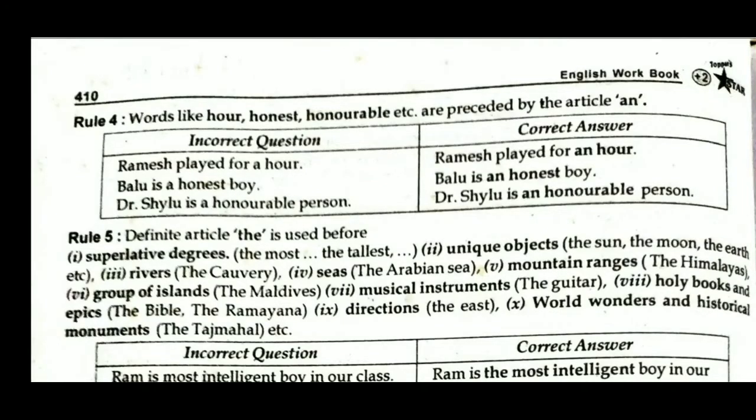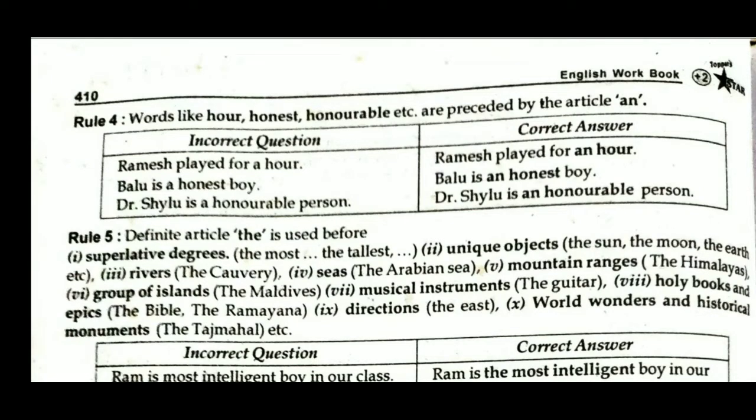How? When we pronounce the word hour, the sound which comes is a vowel sound, a, not ha. The H is silent in those places. So we have to write an whenever we write these words: hour, honest or honorable. Incorrect questions: Ramesh played for a hour is incorrect. Ramesh played for an hour is right.